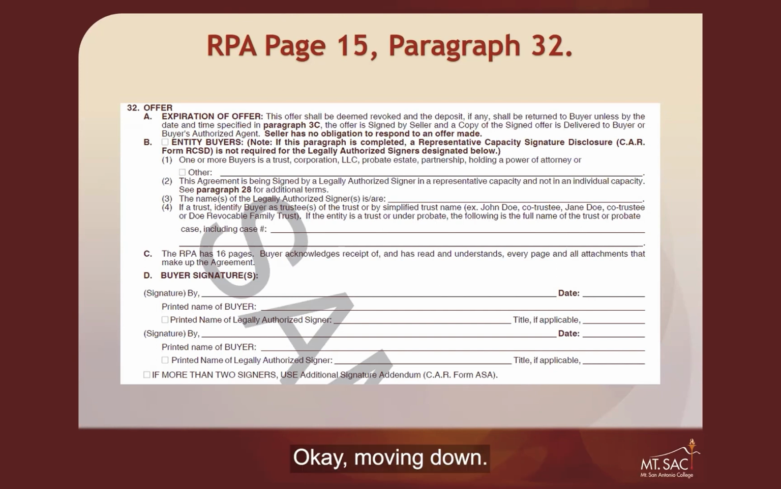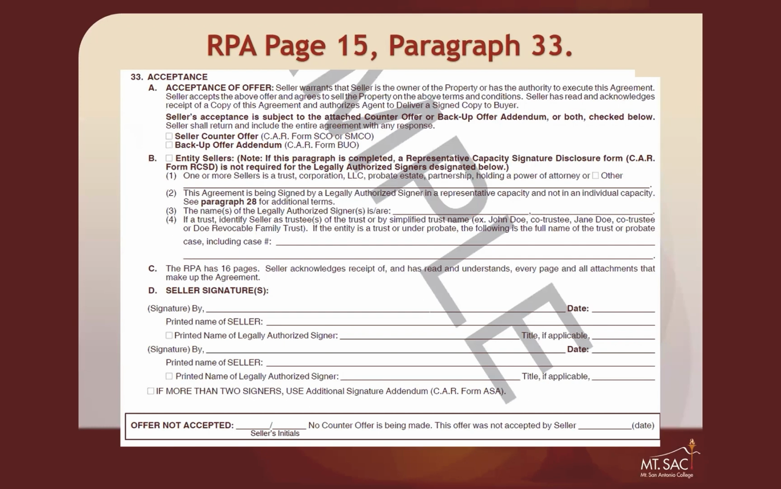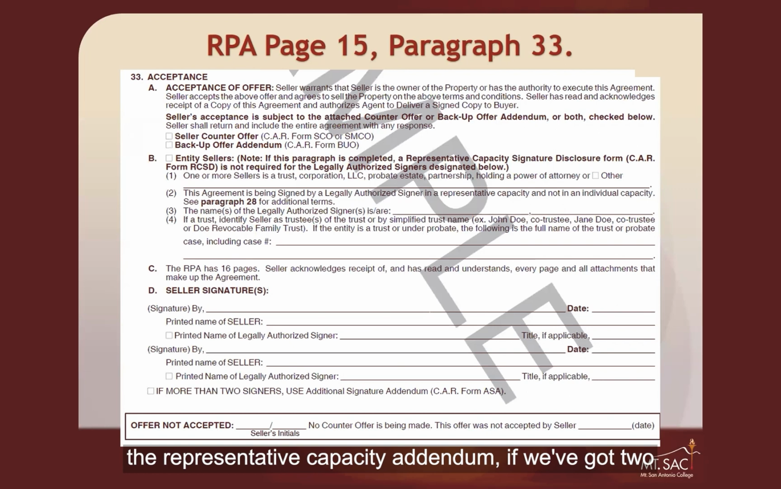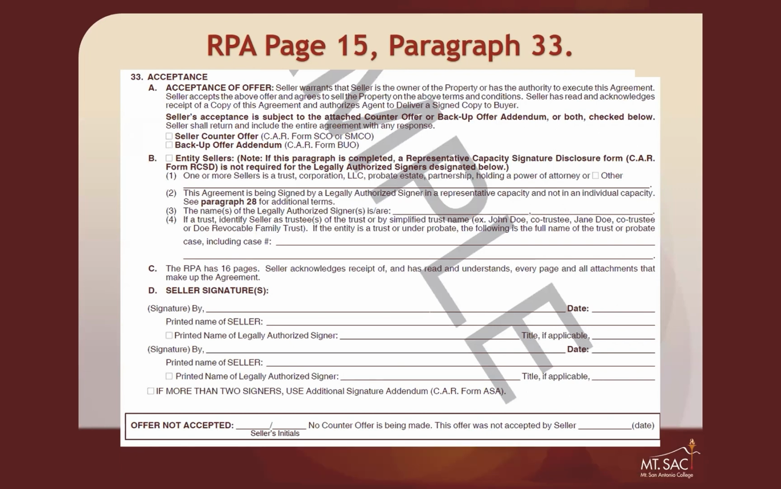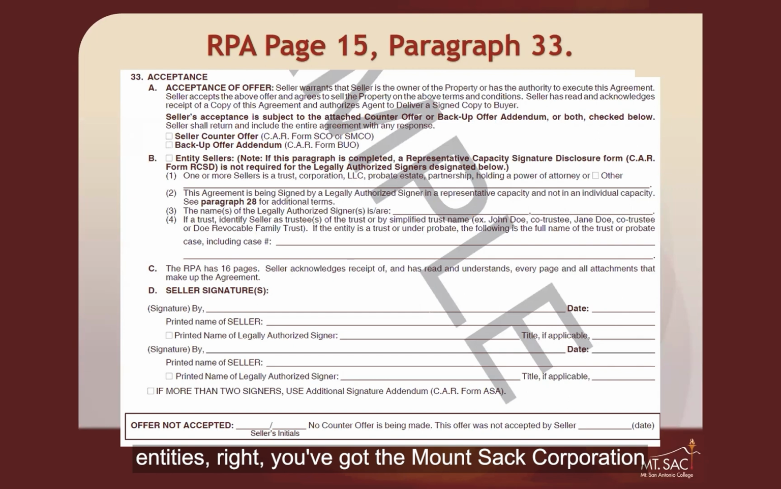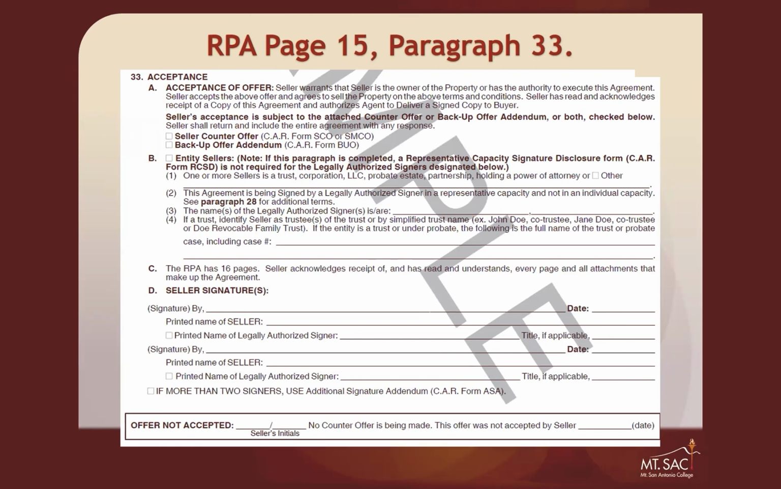Okay, moving down, same thing for the seller, okay? So we don't need to do that representative capacity addendum, okay? We get away with it. The only reason we'd have to do the representative capacity addendum is if we've got two entities, right? You've got the Mount Sac Corporation and you've got the Chafee Corporation. Then we're going to have to use the representative capacity because you have two entities. But as long as you just have one entity, which is commonly what? The buyer or seller's LLC or the buyer or seller's living trust, right? So that should make it a lot simpler there.